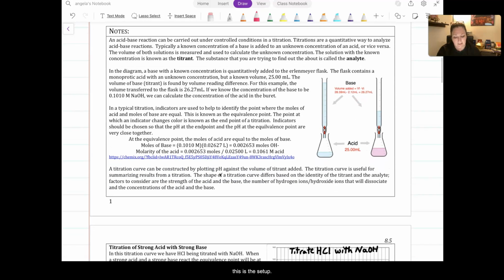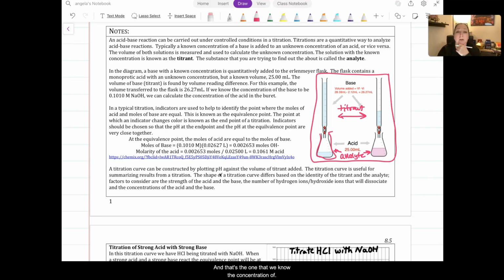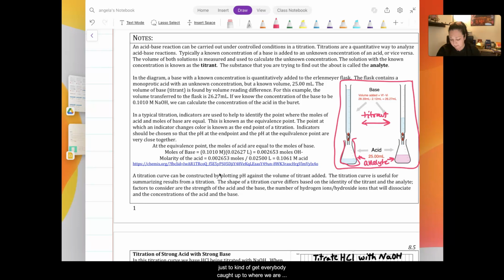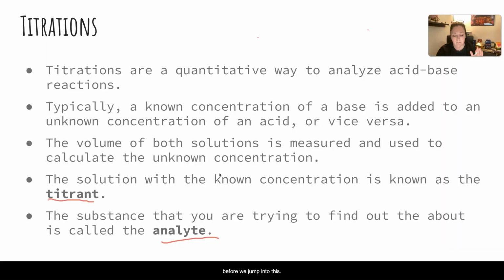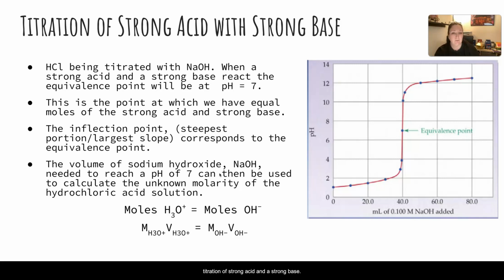Okay. So again, this is the setup. This is a great picture. This is a setup of a titration where we have the flask, and our analyte is in the flask. And then up here we have our titrant, and that's the one that we know the concentration of. Okay? So that's the basic vocabulary just to get everybody caught up to where we are before we jump into this. Now, titration of a strong acid and a strong base.